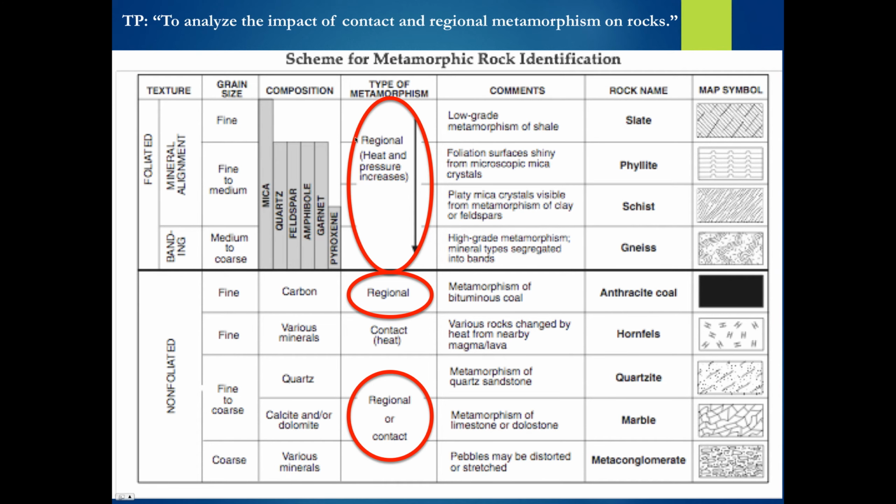Of course we know here slate is the only monomineralic foliated rock because it only contains mica. Phyllite, schist, and gneiss are polymineralic rocks, right? Because they contain mica, quartz, feldspar, amphibole, garnet for the most part. And then pyroxene is in both gneiss and schist.